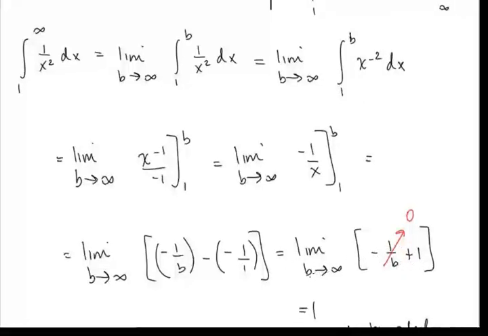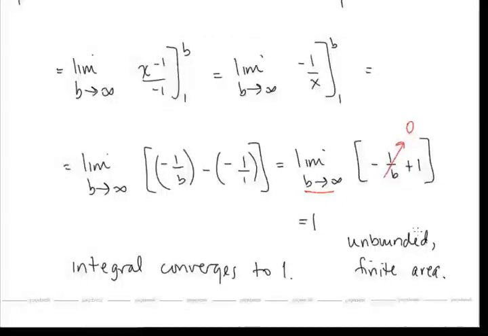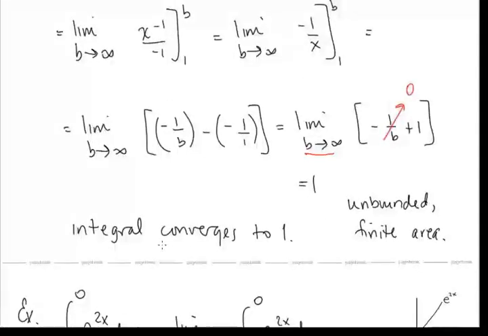Now, what happens as b goes towards infinity? As b goes towards infinity, this negative 1 over b goes towards 0. So this limit is equal to 1. So that says we have an unbounded but finite area, and the integral converges to 1. Remember, converges is when we have an improper integral that equals a finite number. Otherwise, we say the integral diverges. So this one is equal to 1, so this integral converges.